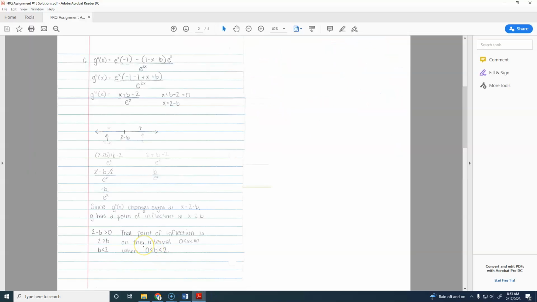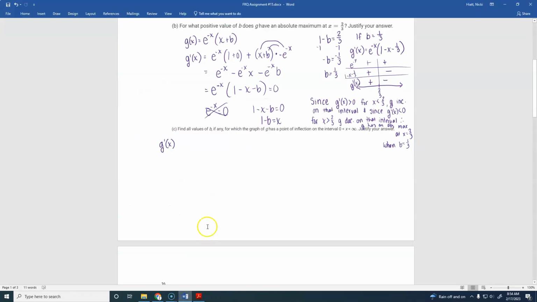So g prime of x, let's see how I did that here. Okay, I used quotient rule because I wrote it like this. Whenever you have e to the negative x times 1 minus x minus b, it can be written 1 minus x minus b over e to the x if you want to write it that way. So you got a couple options. You can use product rule with that negative exponent, or you can use quotient rule. I think I used quotient rule.